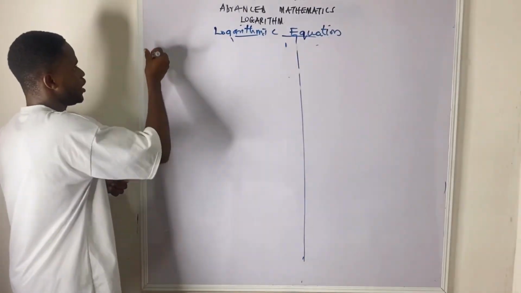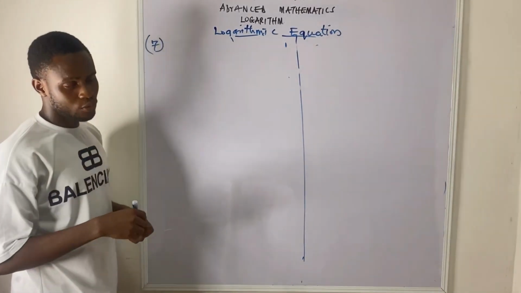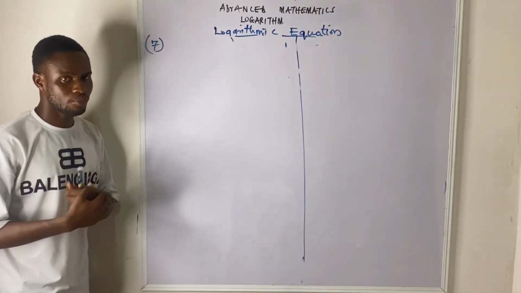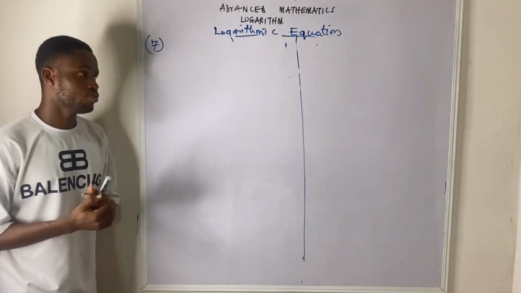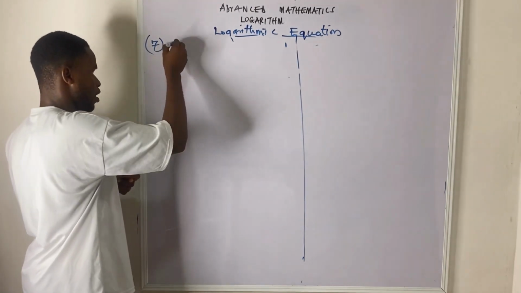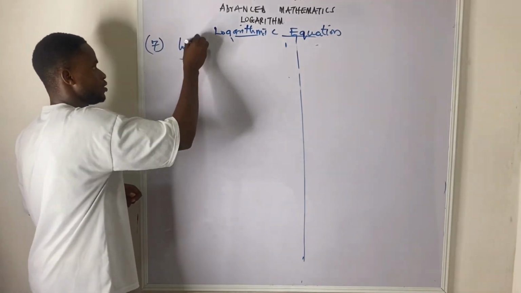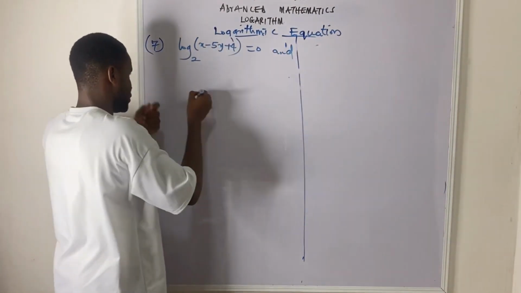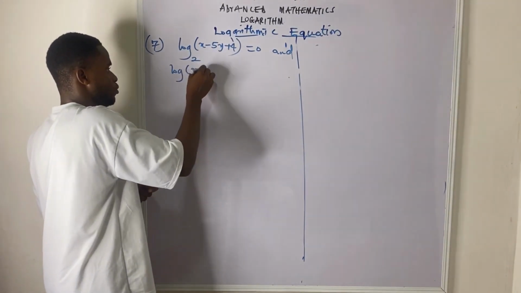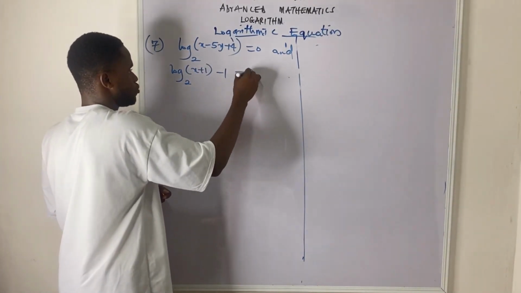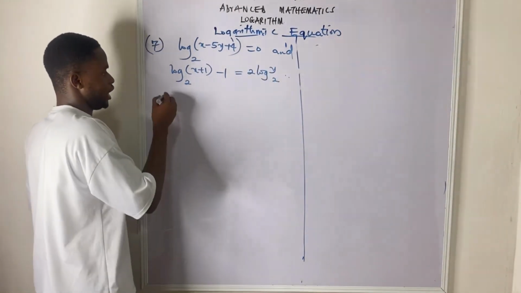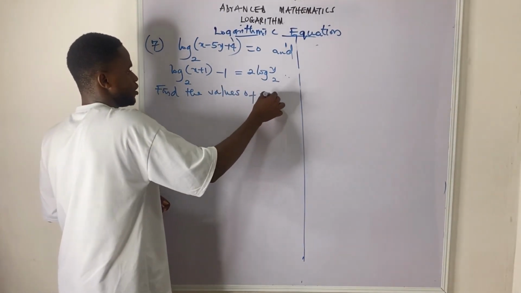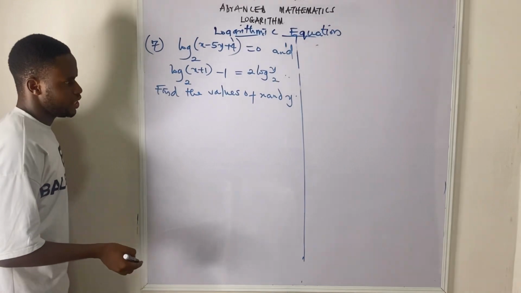As simple as that. So the last example we are going to consider is the one that always involves simultaneous equations. You can see it in any form, but I will use one as an example. So, for example, let's say log of x minus 5y plus 4 base 2 is equal to 0, and log of x plus 1 base 2 minus 1 is equal to log y base 2. And here you have to find the values of x and y. It's very simple.